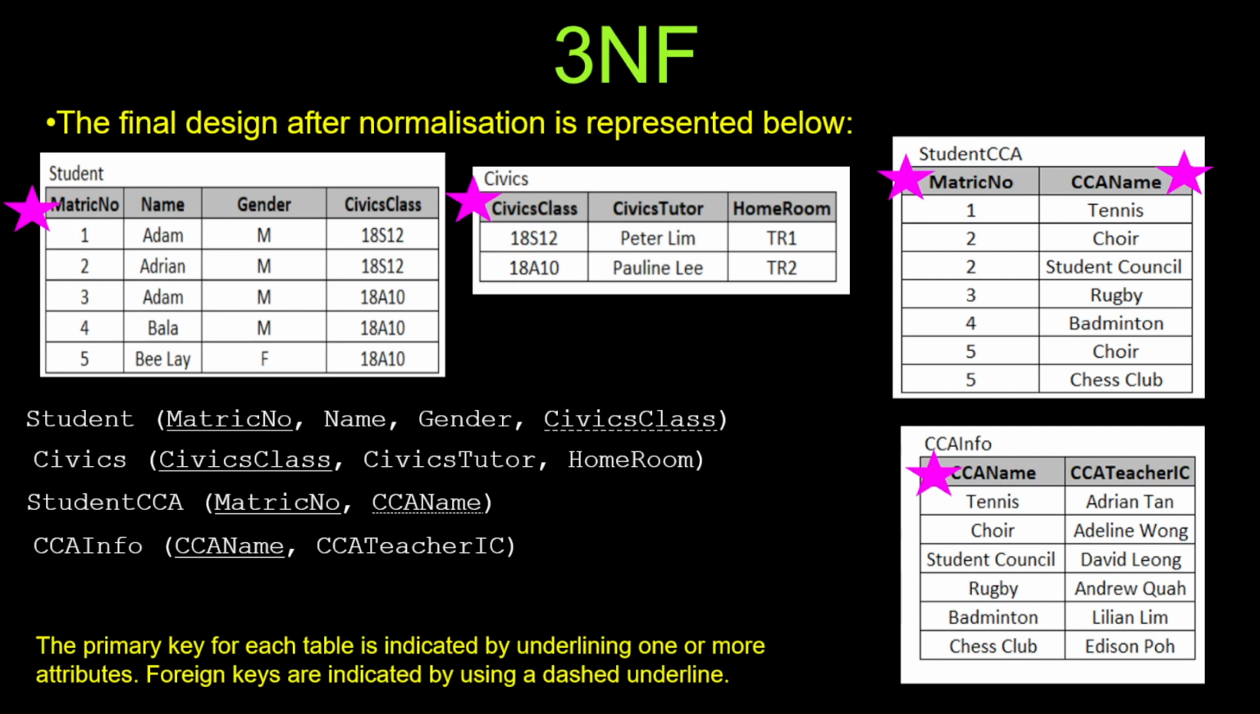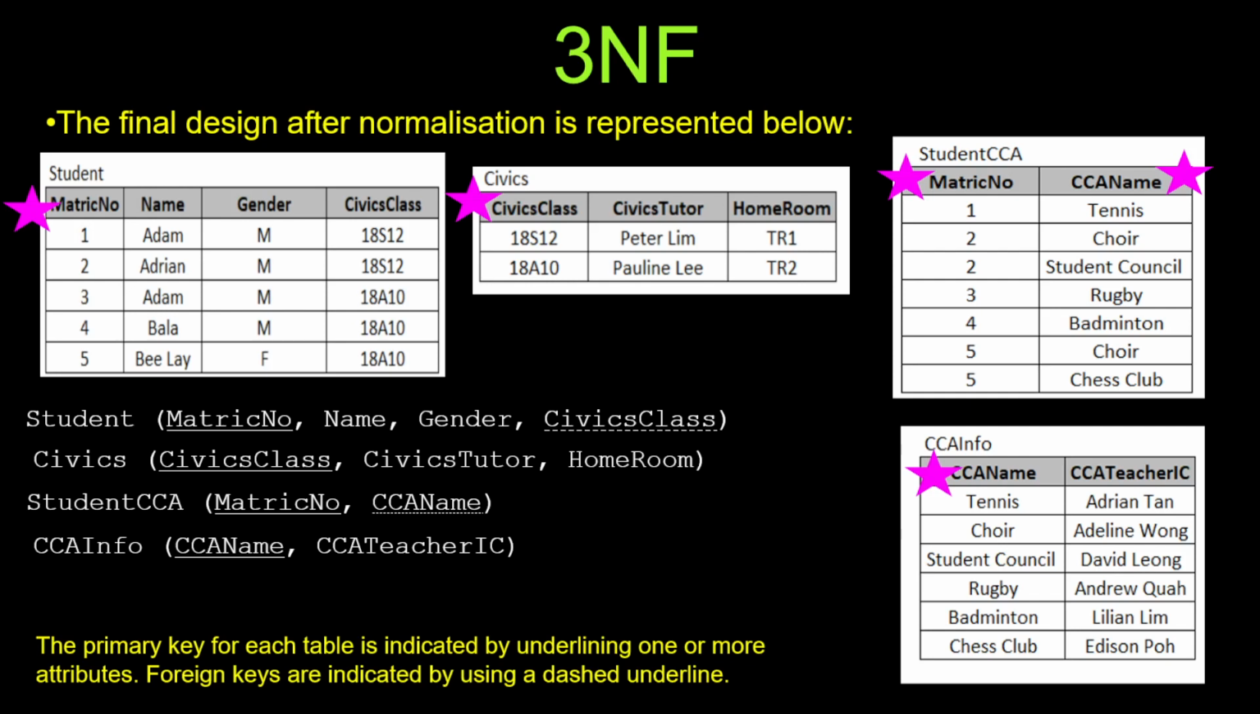Okay, and then the solid underline refers to the primary key. For example, under the student table, the primary key is matric number, so we underline it. Then civics class is a foreign key here because it's the primary key of your civics table. So I will do a dash underline. In exams, usually for this, we will just write an asterisk. That's easier to do than the dotted underline. Then in the civics table, civics class is the primary key. There are no other foreign keys there.